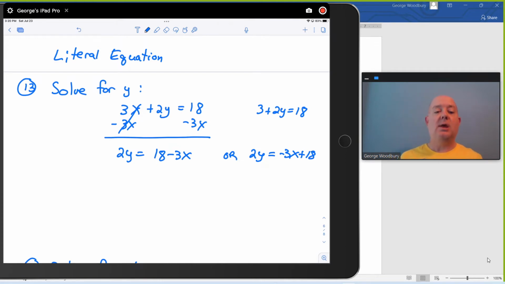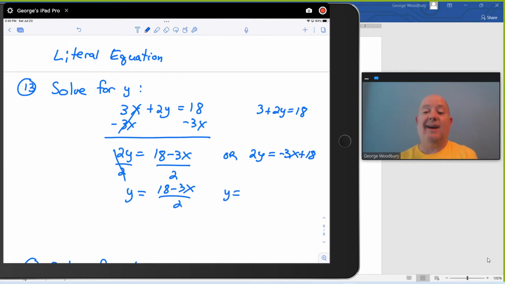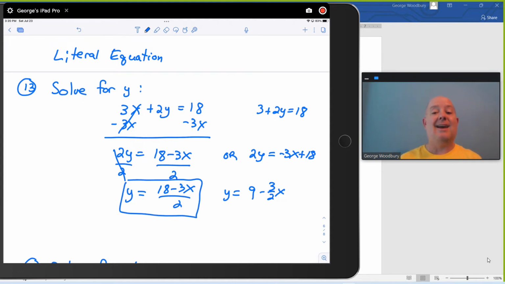Same thing. Now to isolate y, I need to divide by 2 on both sides of the equation, and I'm done. I can't divide 2 into both of the terms in that numerator, and so this is as far as I can go. y equals 18 minus 3x over 2. Now you may see at some point an advantage to writing this as y equals 18 divided by 2, which is 9, minus 3 halves x, or y equals negative 3 halves x plus 9. But in terms of just solving for y in terms of x, that is good enough.